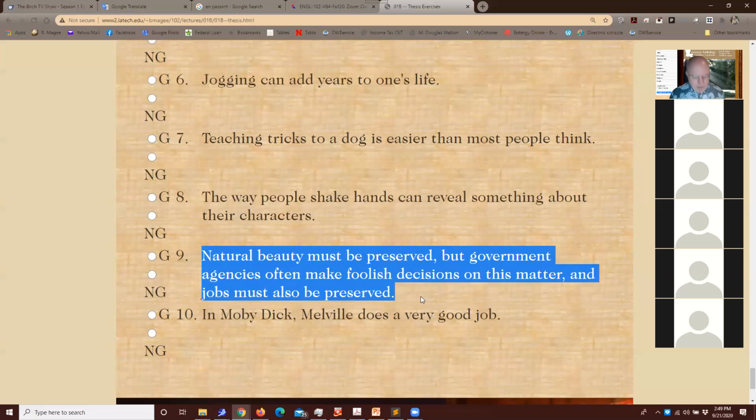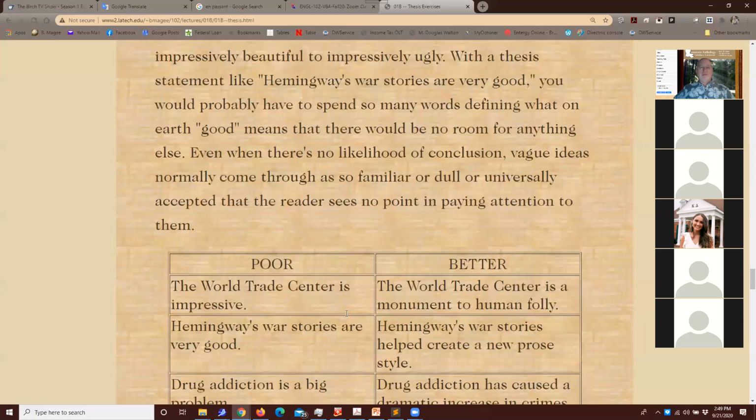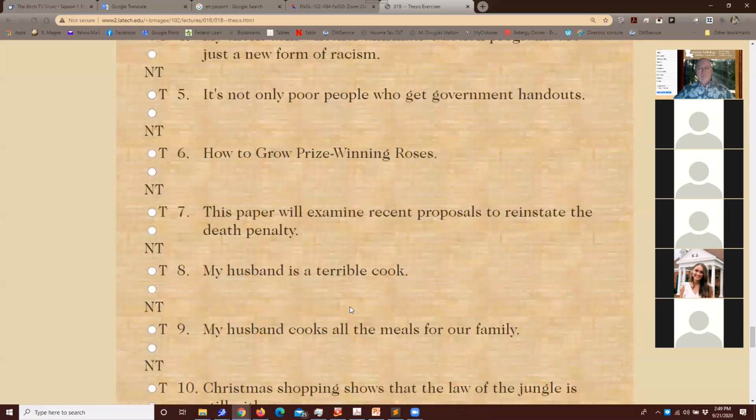All right. Number 9, Travis. Natural beauty must be preserved, but government agencies often make foolish decisions on this matter, and jobs must also be preserved. I don't think it's a good one. No, it's all over the place. It is. It's not unified. Yeah, there you go.